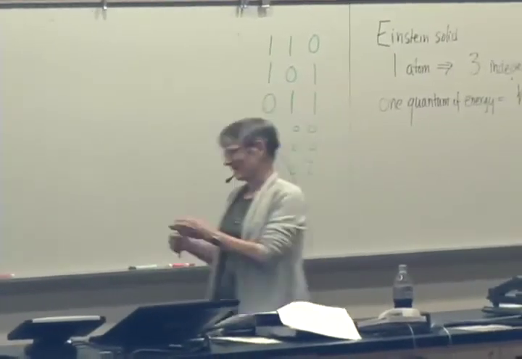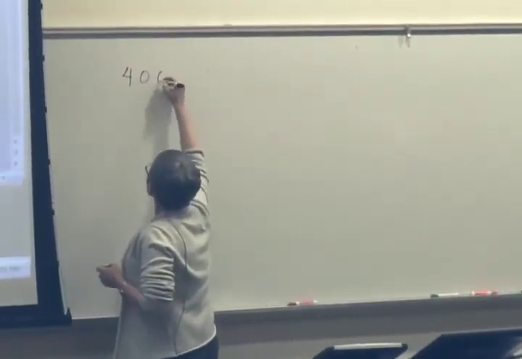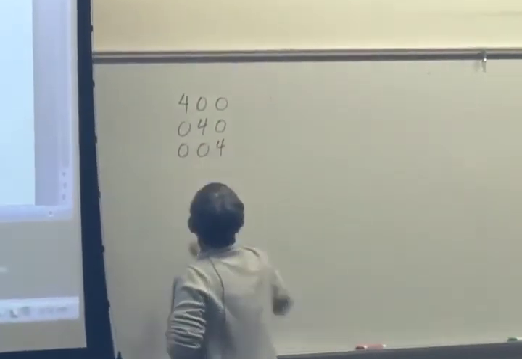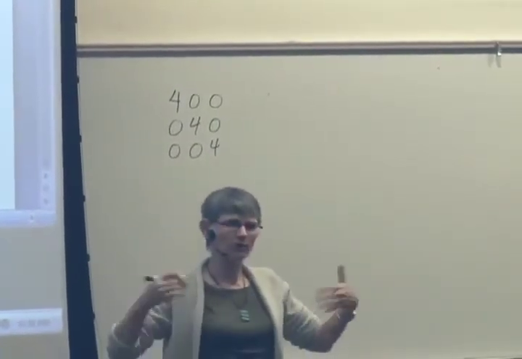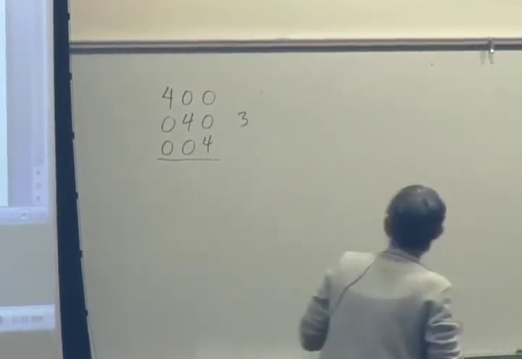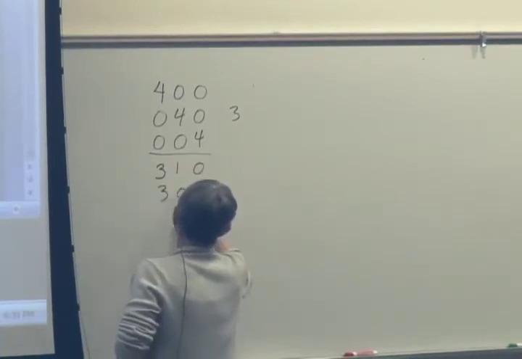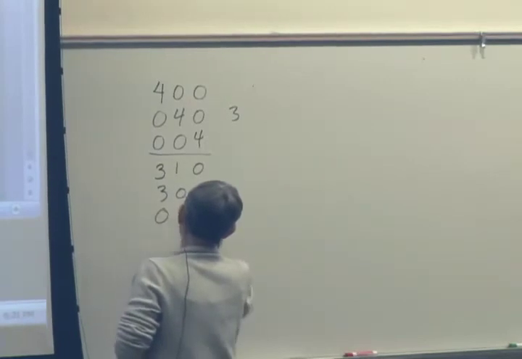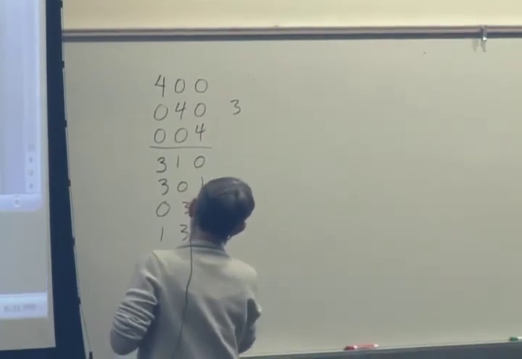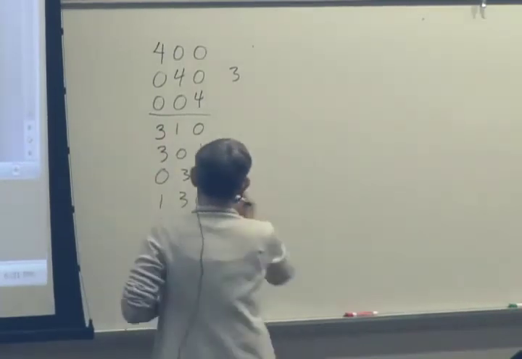So let's count. We can do 4, 0, 0 or 0, 4, 0 or 0, 0, 4. That's all the ways we can do all 4 quanta in one, right? So that's 3 ways. And then we need 3 and 1, don't we? So we can have 3, 1, 0, 3, 0, 1, 0, 3, 1, 1, 3, 0, 0, 1, 3, 1, 0, 3. That pretty much does that. So that's 6 of those.